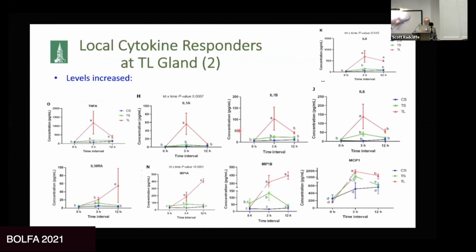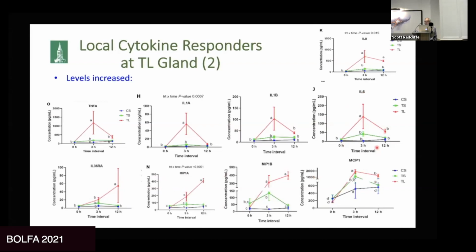Specifically, you can see here. TNF alpha, IL-1A, IL-1B, those have a spike at 3 hours, then return to normal by 12 hours, so they have a very quick response. However, IL-36RA, MIP1A, MIP1B, MCP1, and IL-8 have a sustained effect, at least up to 12 hours. They have a later response, but a longer lasting response, okay?